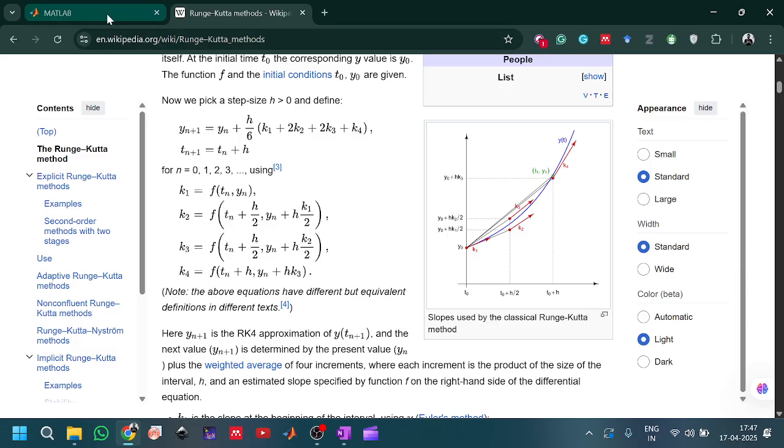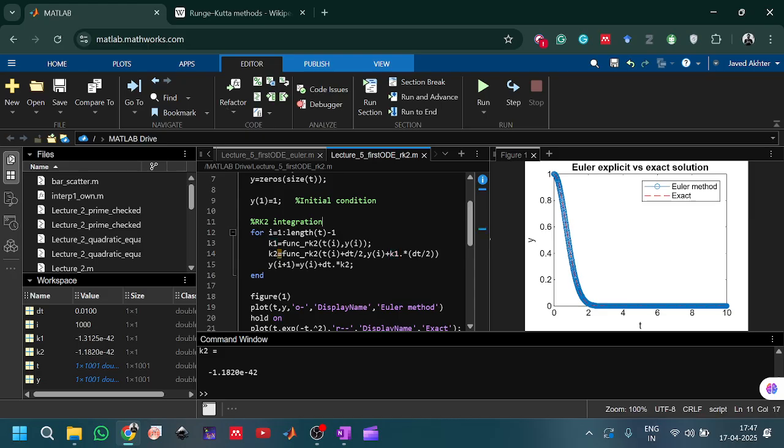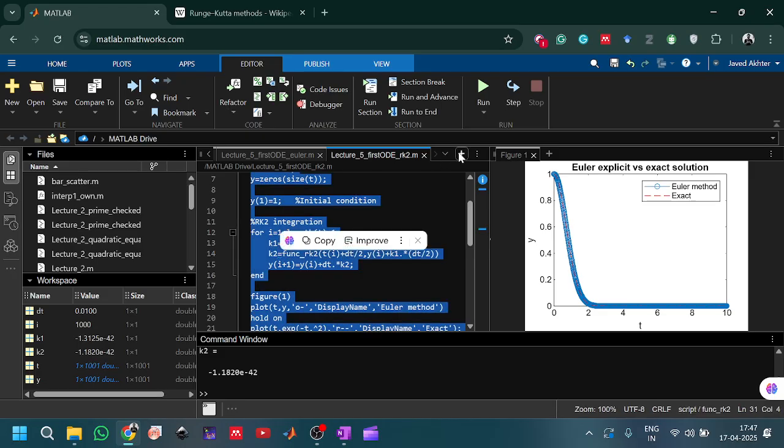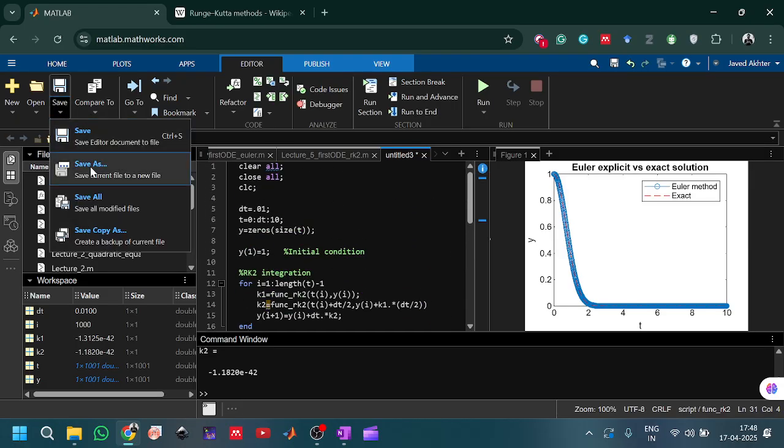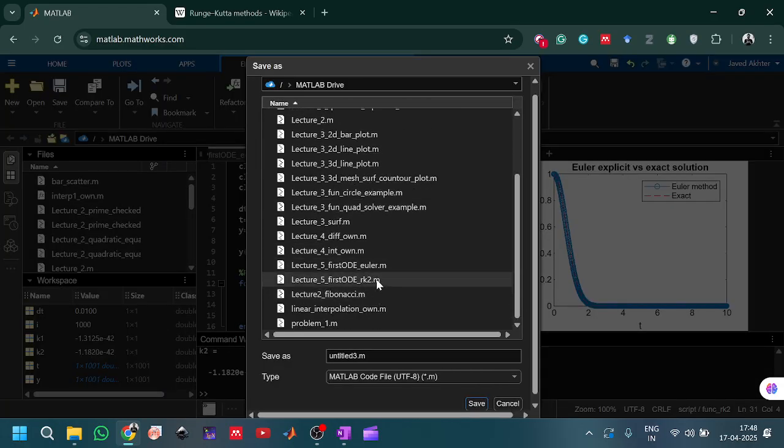Let me try to implement this in the code. Let me save it as a different file, RK4. Save.